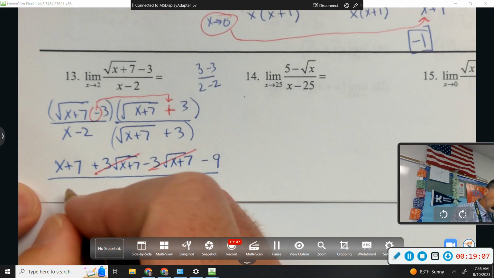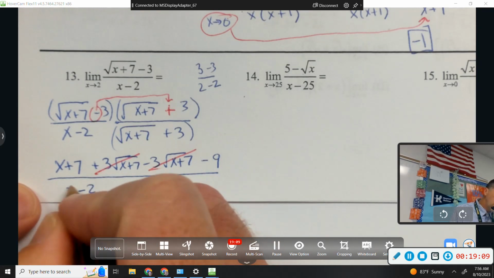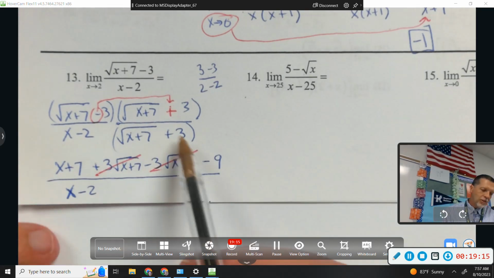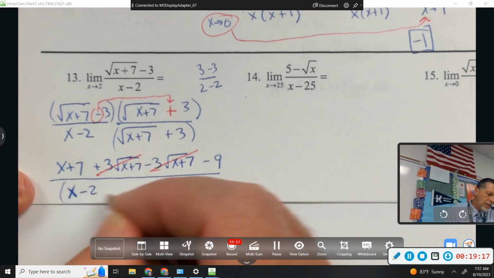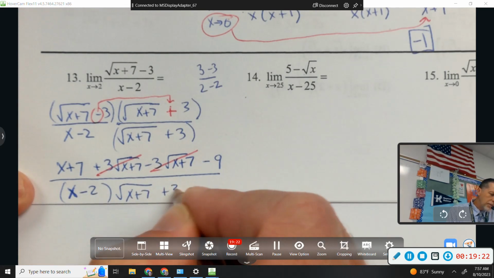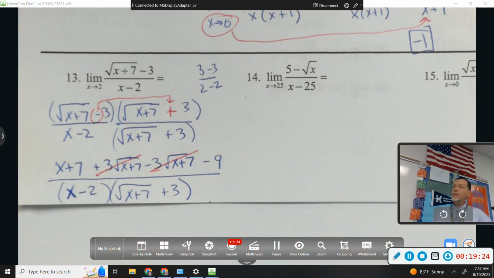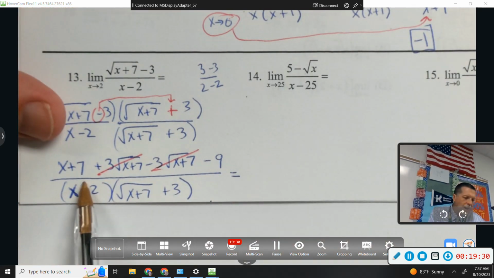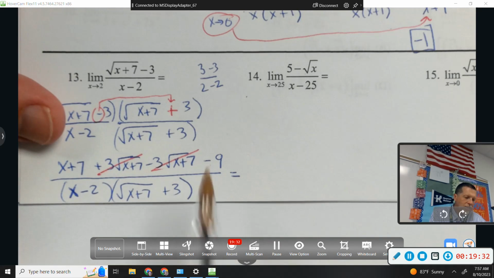On the bottom, don't distribute, because the point was we want things to cancel. So yes, I could distribute the x and then distribute the 2, and that really would be a mess. But I'm hoping something will cancel. So I'm not going to distribute. I want to leave factors. And then in the top, 7 minus 9 would be minus 2.